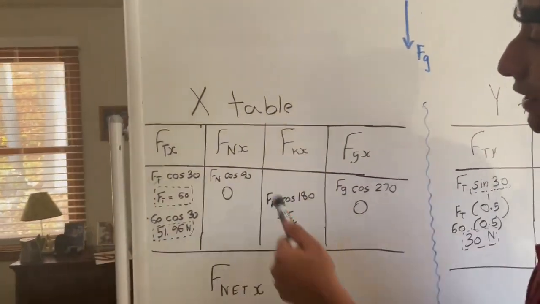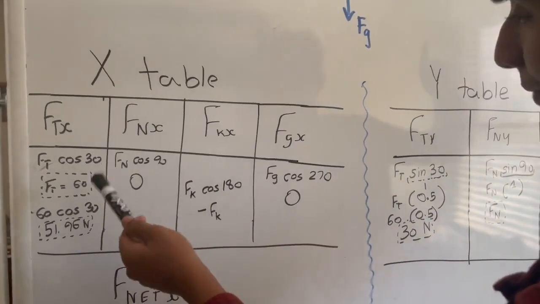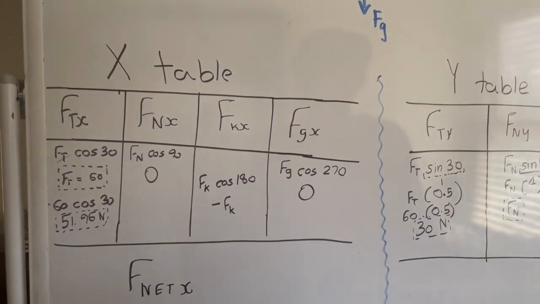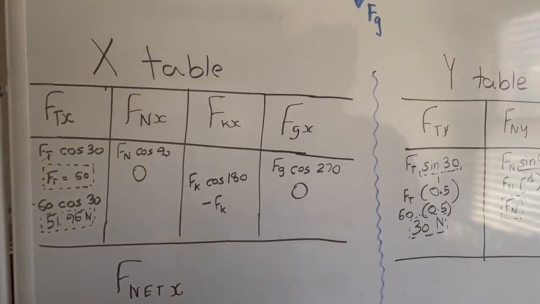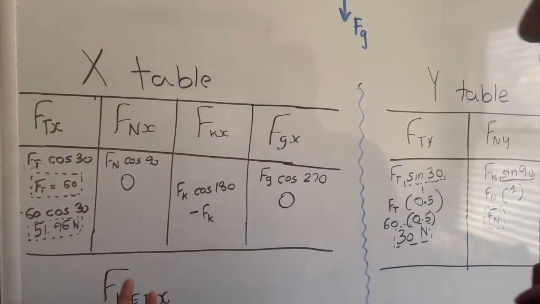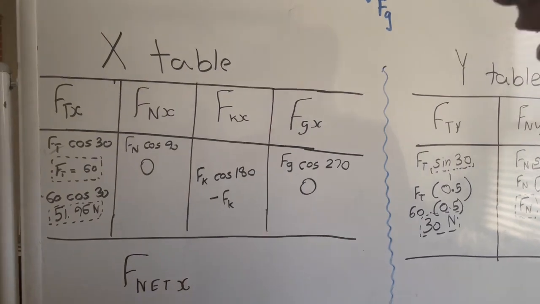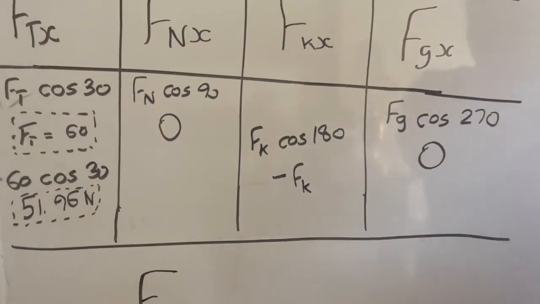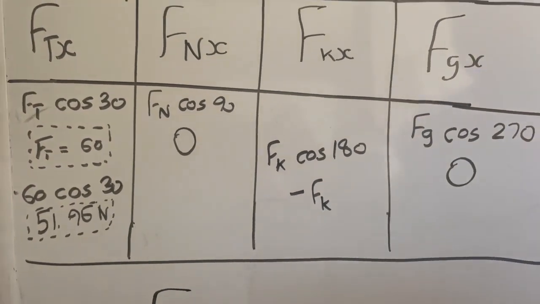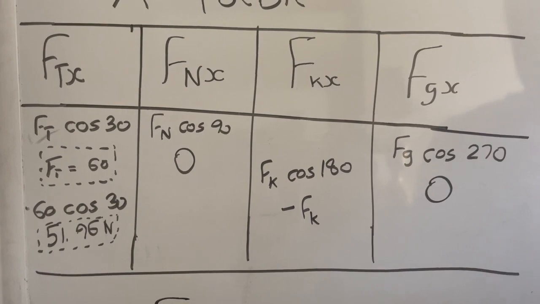Now, let's bring our attention to the x table right here. So here's Ftx right here. Ft, the angle it makes with the surface is 30 degrees. So Ft cosine 30 degrees. Since it's already given that Ft is 60, we can simply plug that in and get 60 cosine 30. You could say that cosine 30 is root 3 over 2 or 0.866. But if you just plug this in your calculator in degree mode, you'd end up with 51.96 newtons.